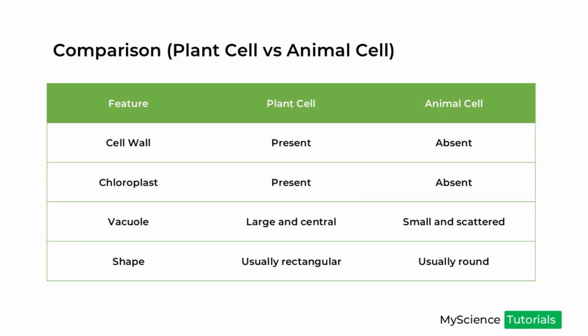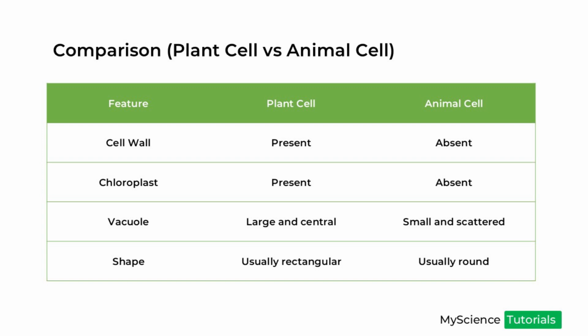Comparison: plant cell versus animal cell. Feature: plant cell, animal cell. 1. Cell wall is present in plant cells but absent in animal cells. 2. Chloroplast is present in plant cells but not in animal cells. 3. Vacuole is large and central in plant cells but small and scattered in animal cells. 4. Plant cells are usually rectangular in shape, whilst animal cells are usually round.